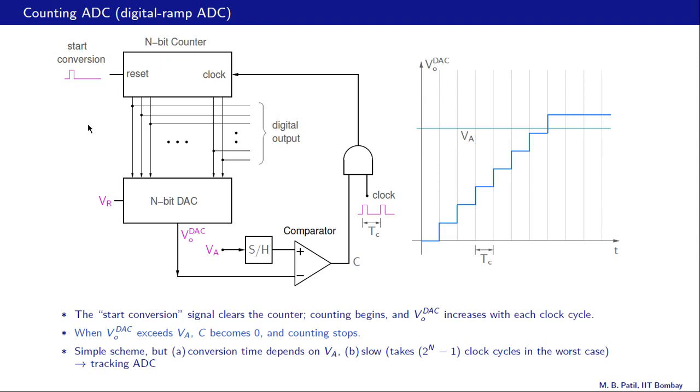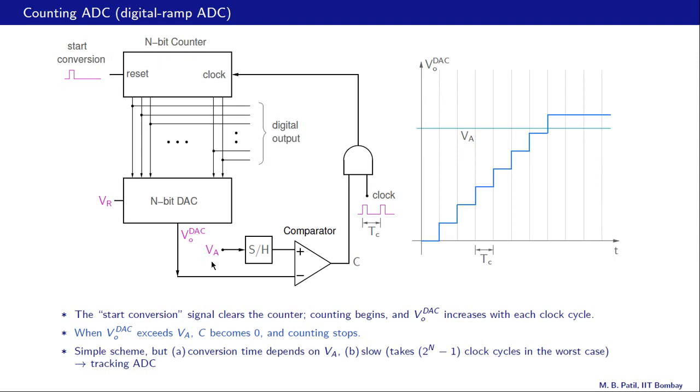Let us now discuss the counting ADC, also called the digital ramp ADC. Here is the block diagram. It has an n-bit counter with a reset input and a clock input. The output of the counter, all these bits, is given to an n-bit DAC, which converts it to an analog value, which is called VO DAC, the output of the DAC.